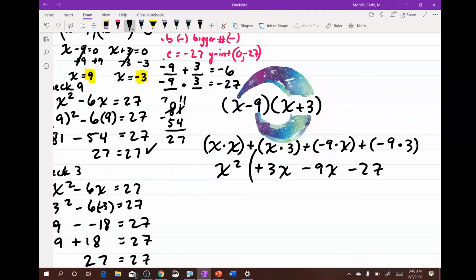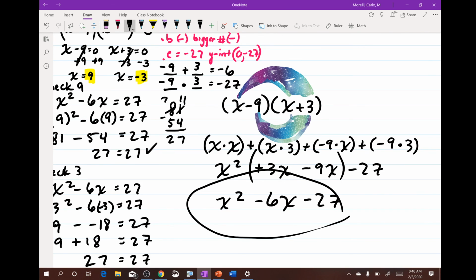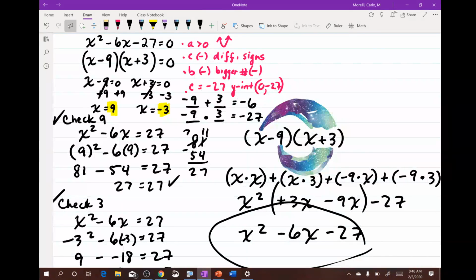So combine like terms in the middle. X squared, what is that? Negative 9 plus 3? Minus 6x minus 27. Does this match the original? Does it match? Yes, it does. So you know different ways to check it.